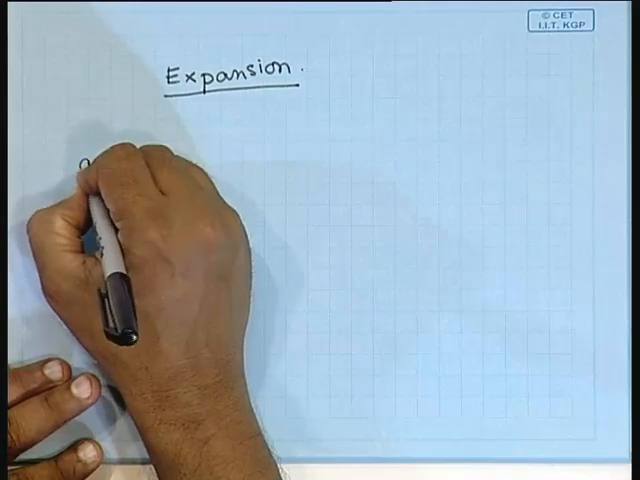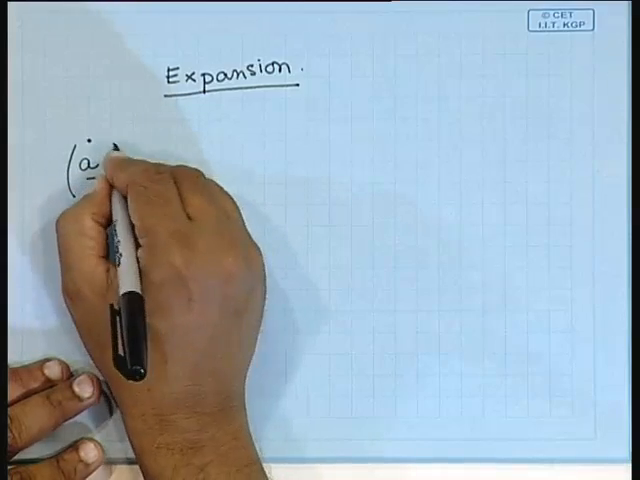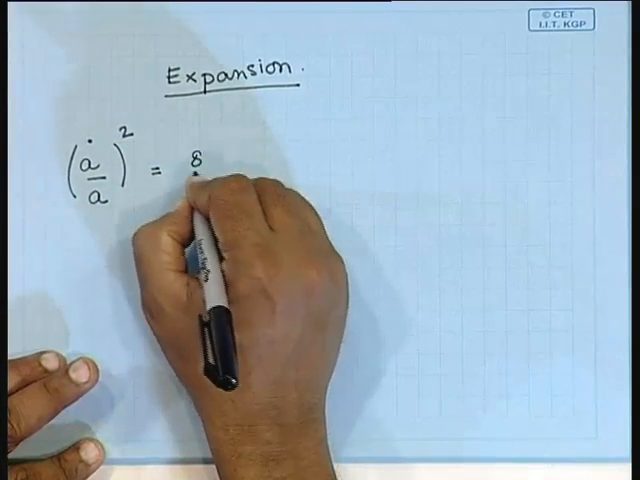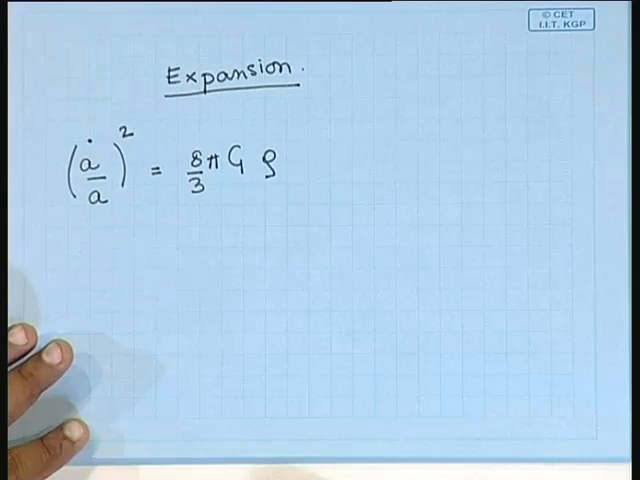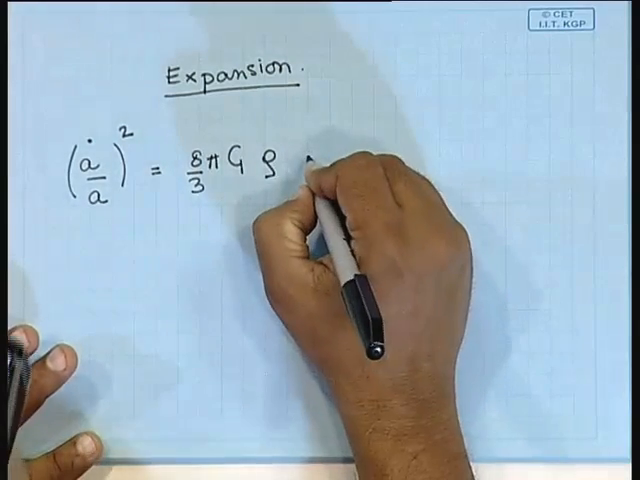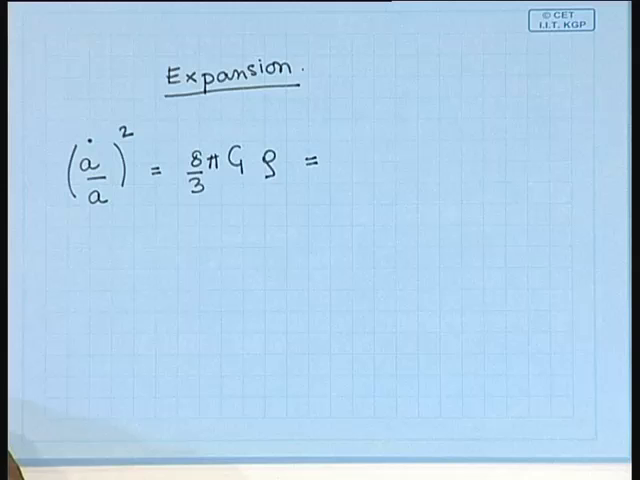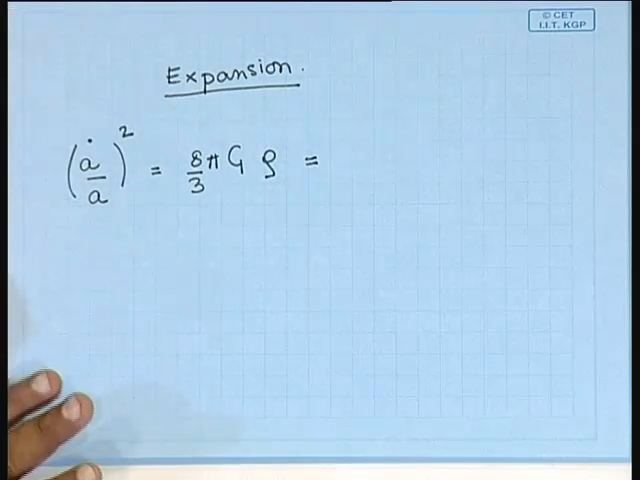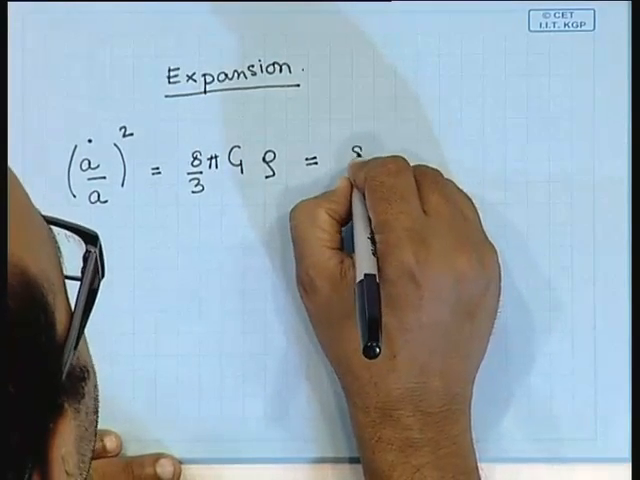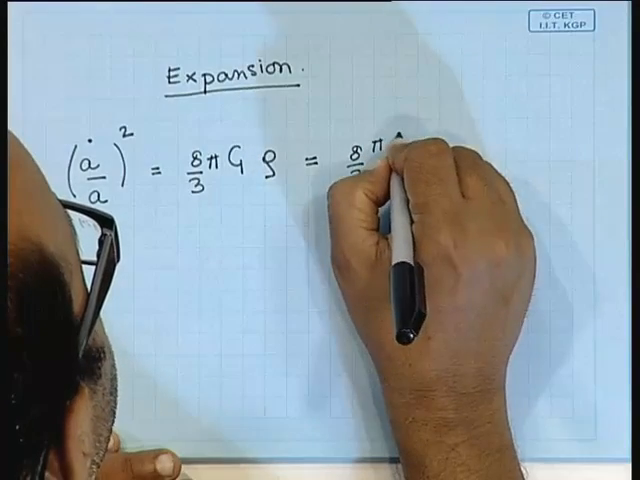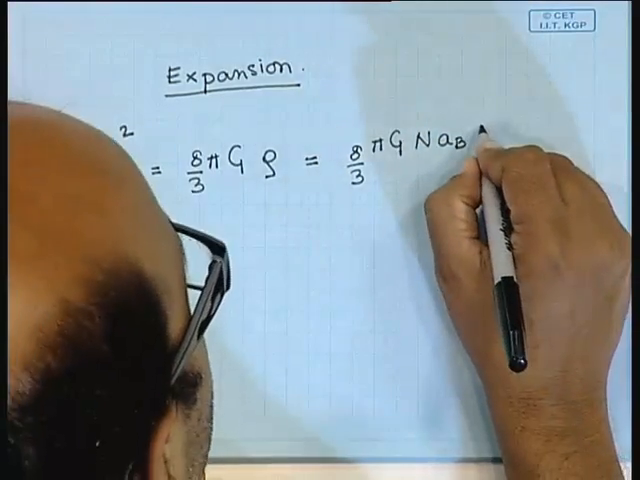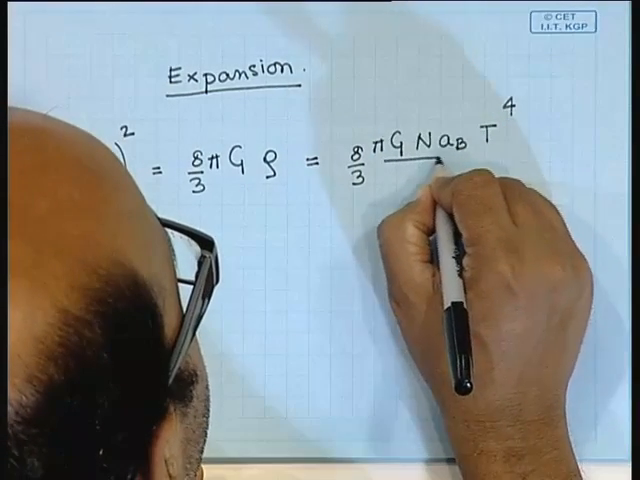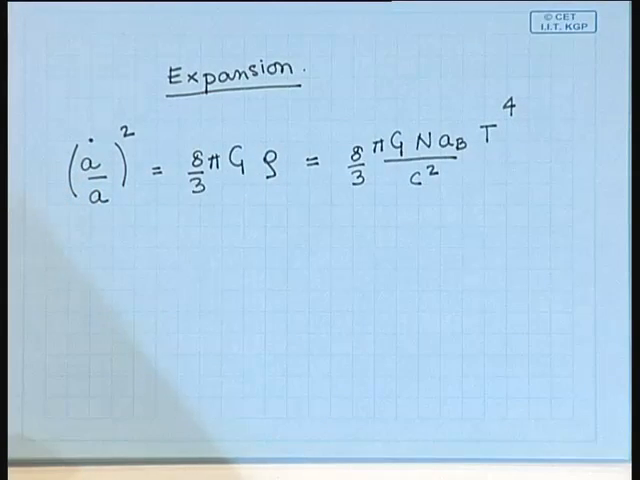And we know that it is governed by this equation: (A dot by A) square, that is the Hubble parameter square, is equal to 8/3 pi G rho. Okay, we have worked this out, and the density here is all in this relativistic fluid at a temperature of around 10 to the power 11 Kelvin. So, this is 8/3 pi G, then I have n a b T to the power 4 by c square. So, this is the equation governing the expansion of the universe.